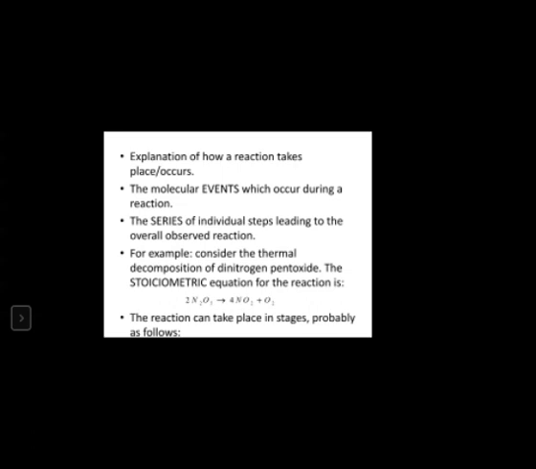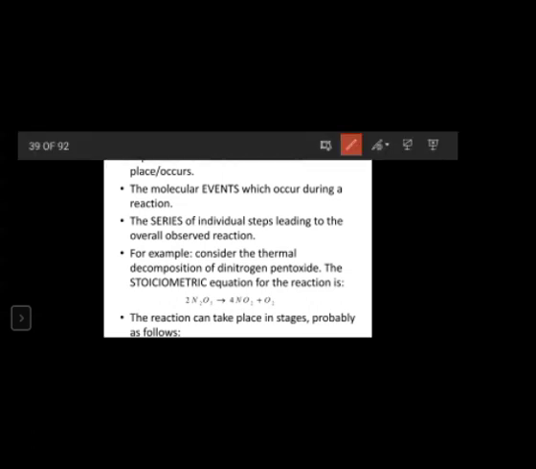Go to the equation below. Look at that. Nitrogen pentoxide, I can decompose this to give you nitrogen(IV) oxide and oxygen. So how do you give account? How did it happen that I was able to decompose it by heating it to give you nitrogen(IV) oxide and oxygen? So you can give account of the stages. And when you are doing that, you are explaining the mechanism of the reaction.